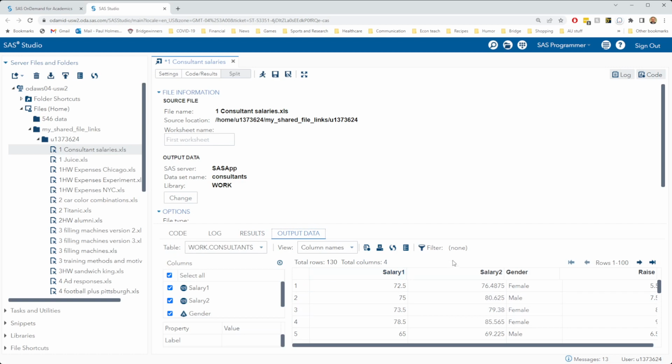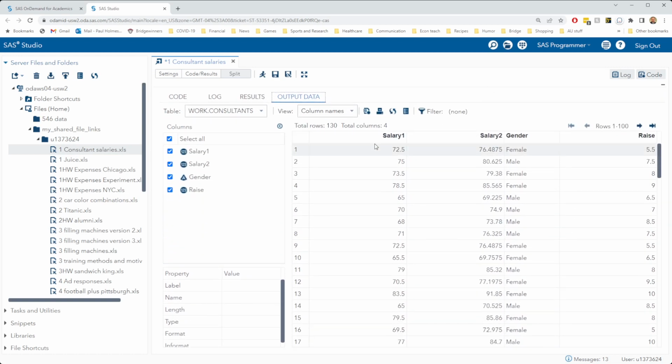We have the initial salary for a bunch of these consultants. We have their salary after 1 year. We have their gender, and we have the percentage raise that they received. Now, we've been told that our consultants usually receive an 8% raise after the first year. So our first task is going to be to determine whether we have evidence against this claim.